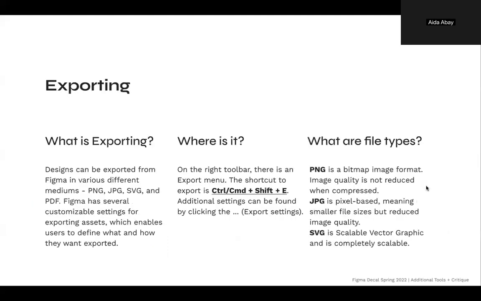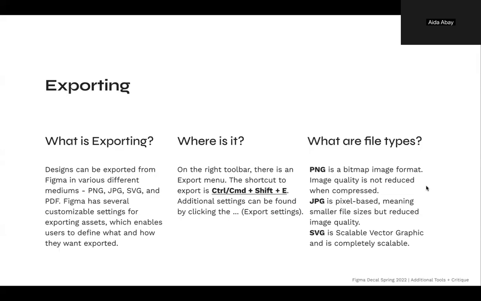And then exporting. Designs can be exported from Figma in various different mediums, so PNG, JPG, SVG, and PDF. Figma has several customizable settings for exporting assets, and it enables the user to define what they want exported. And you can do this in your right-hand toolbar. Remember last time when we were talking about where you can design and edit your file, at the very bottom, whenever you click a frame, an export option will pop up for you. And then a shortcut is Control or Command, depending on your laptop, Shift E.